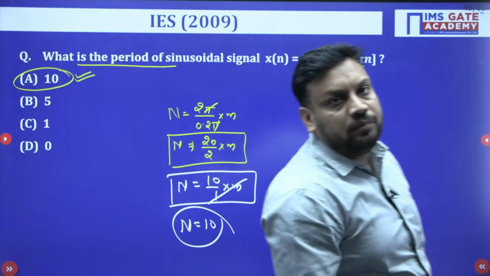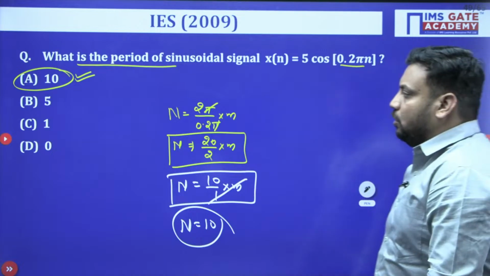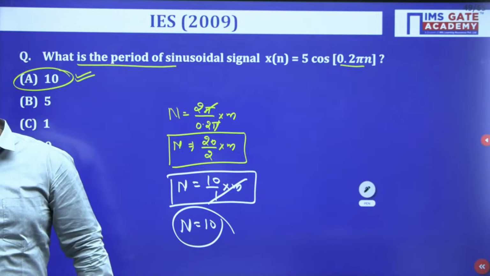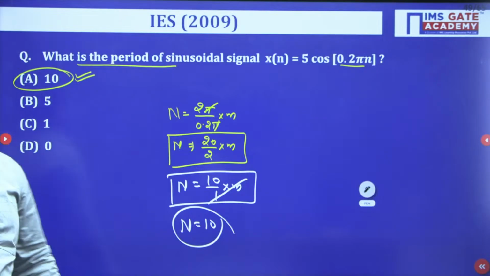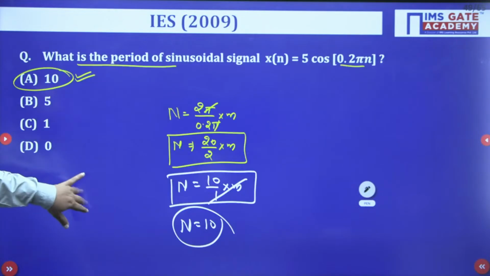It's a very easy question. It is an Engineering Services 2009 question. You can solve this question within 5 seconds, guys. Only 5 to 10 seconds are required to solve this question.